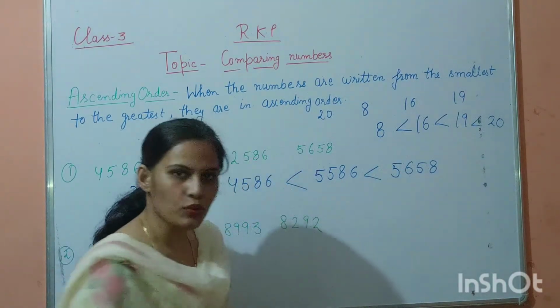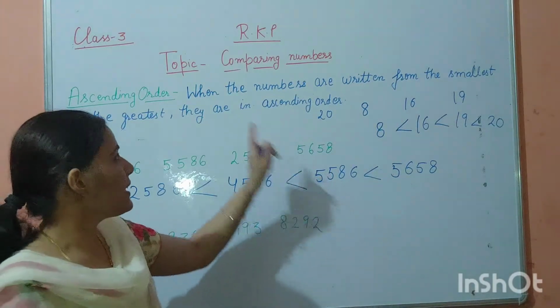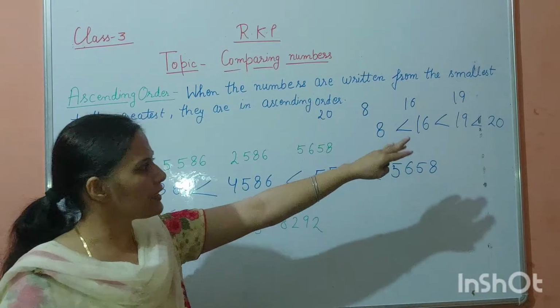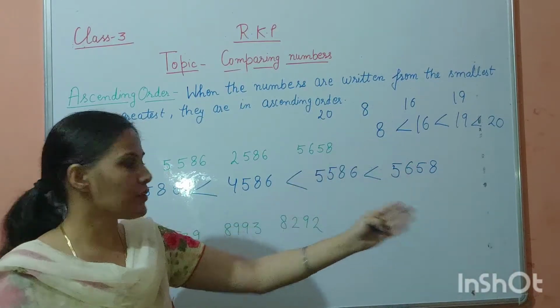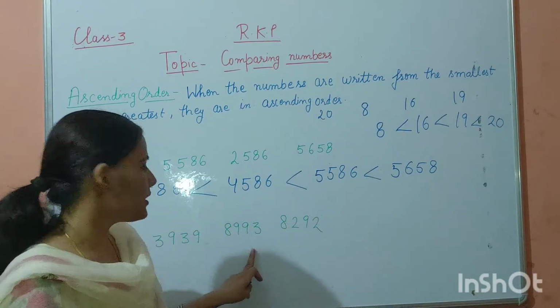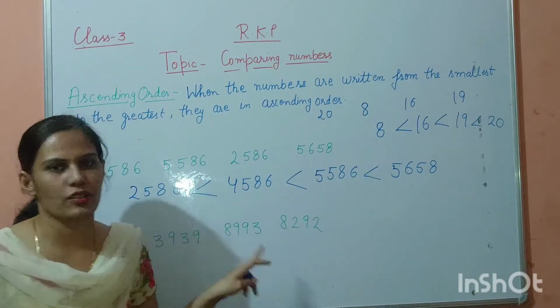And now the greatest number is 5658. So students, you can see in ascending order the smallest number comes first and the greatest number comes at the end, and we use the less than sign like that. Do this practice question by yourself.